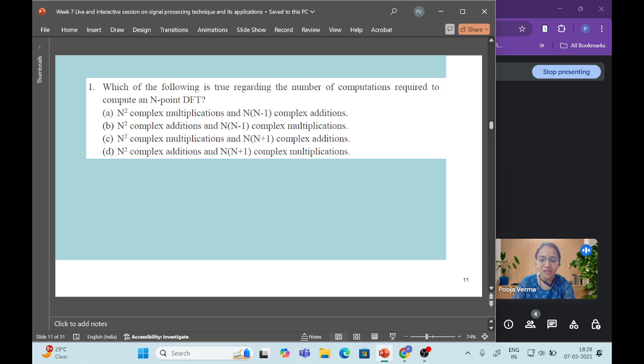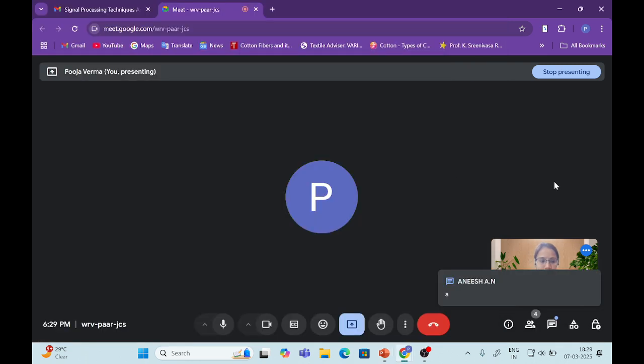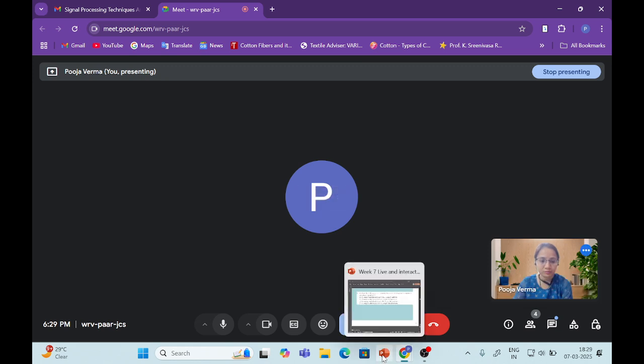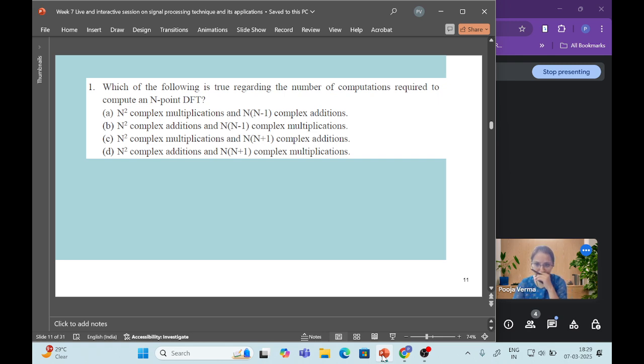We have already seen this in the previous slide. So can you tell me, in the normal calculation of DFT, how many complex multiplications and additions are required? Can you answer in the chat box? Any one of you? Please try for at least these basic questions. Yeah, option A. Okay. Yeah, correct, Anish.